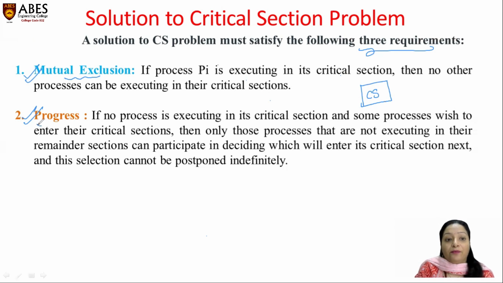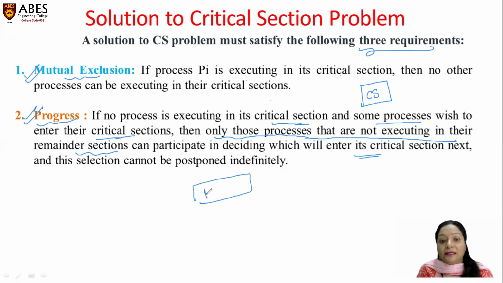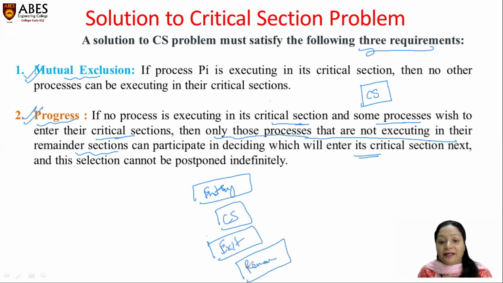The next requirement is progress. What do you mean by progress? If no process is executing in the critical section and some processes wish to enter the critical section, then only those processes that are not executing in their remainder section can participate in deciding which will enter the critical section next. We just discussed that first we have the entry section, then the critical section, then the exit section, and lastly the remainder section.